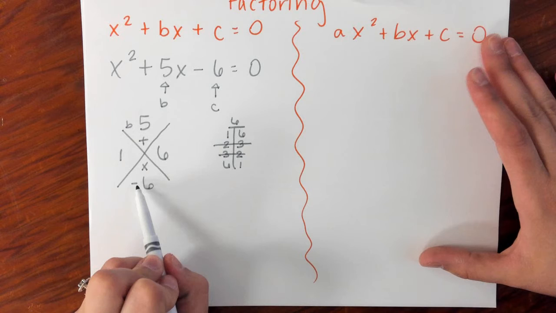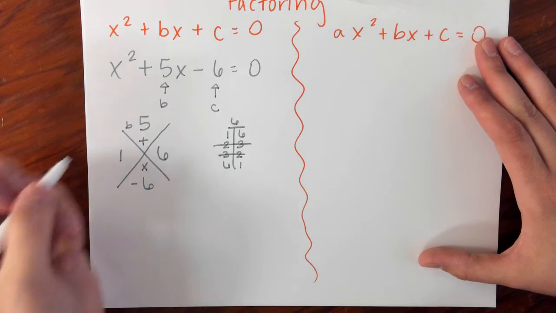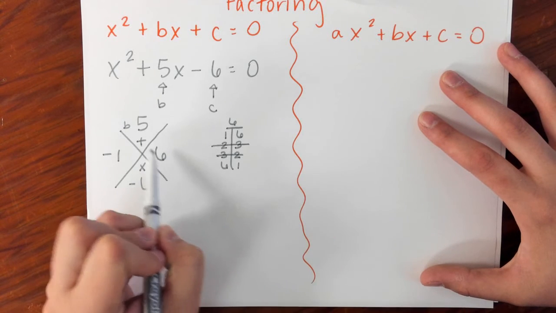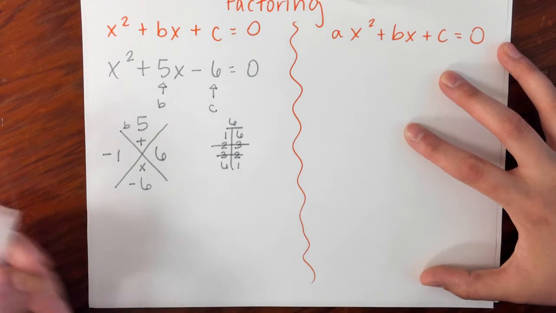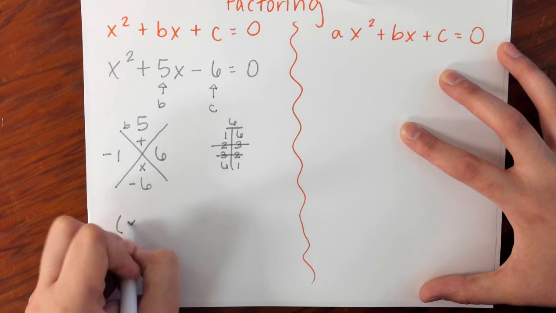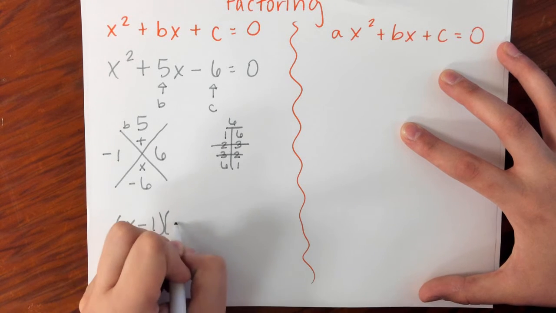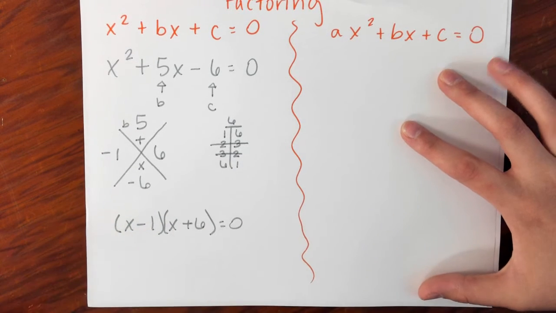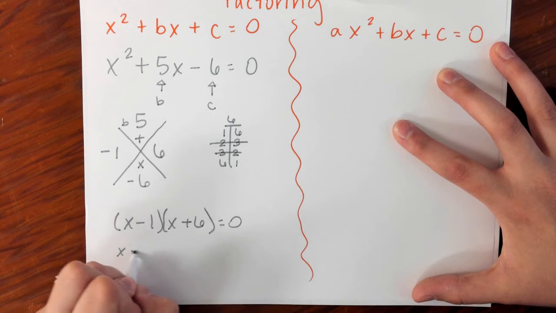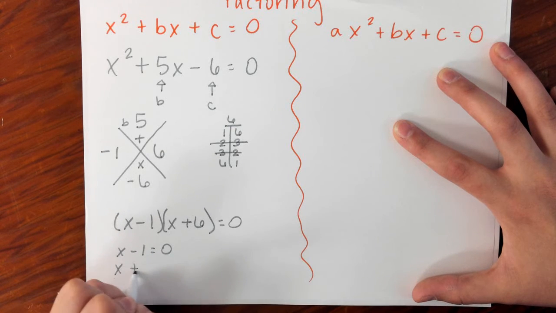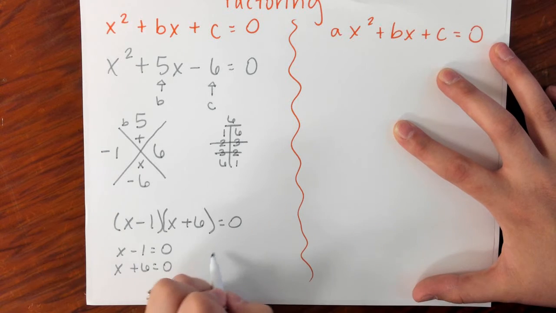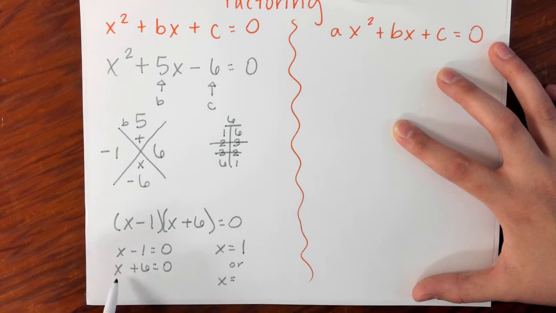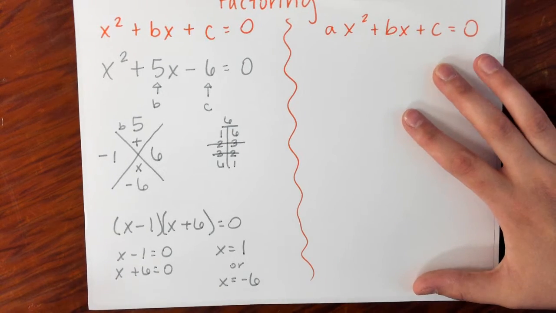Now one of them has to be negative to get my negative 6. It's going to be negative 1, because positive 6 plus a negative 1 is going to get me my 5. So now I set it up in its factors: x minus 1 times x plus 6 equals 0, and now I just set each to 0. x minus 1 equals 0, x plus 6 equals 0. So now I would have x equals 1 or x equals negative 6.